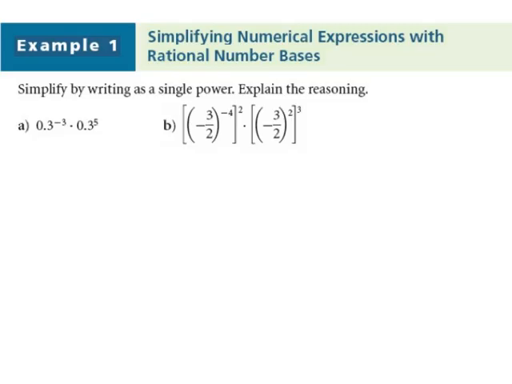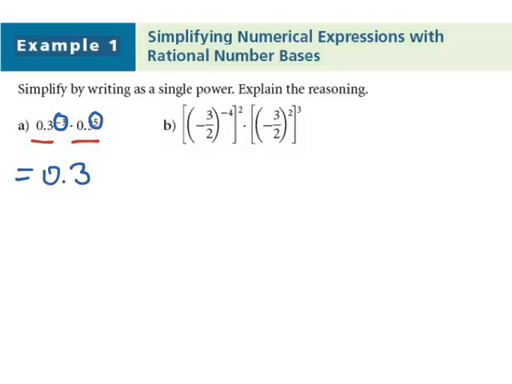Simplify by writing as a single power. Explain the reasoning. So the first thing you need to identify is what is the base. The base is 0.3. And the exponents are negative 3 and 5. Since the bases are the same, the bases never change. It's always going to be 0.3.